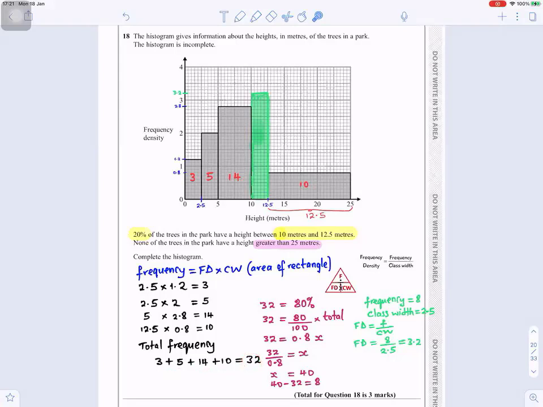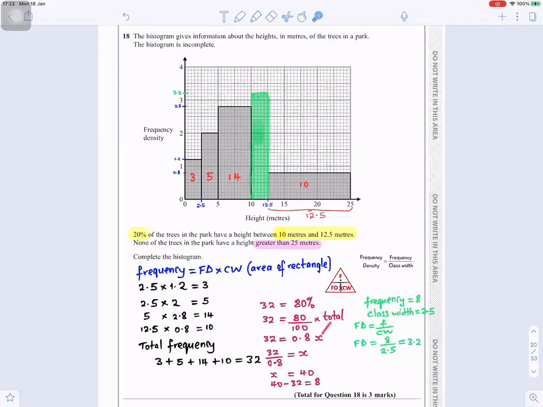But the question says 20% of trees in the park have a height between 10 meters and 12.5. So if between 10 and 12.5 is 20%, then 100 minus 20 gives you 80. So that means this 32 is for 80%. So 32 is 80 over 100 of the total. And we don't know what the total is.